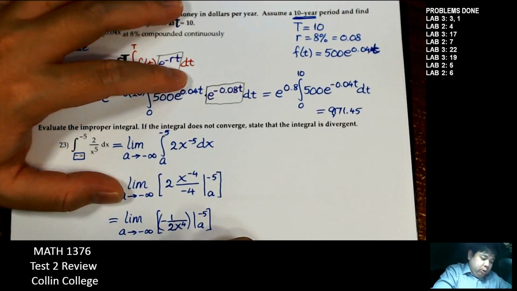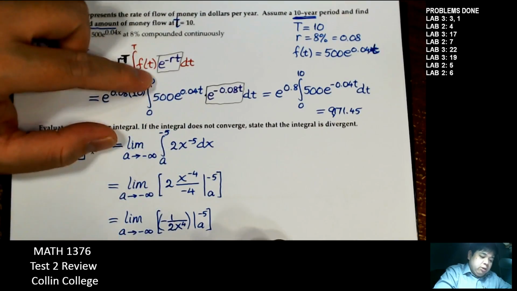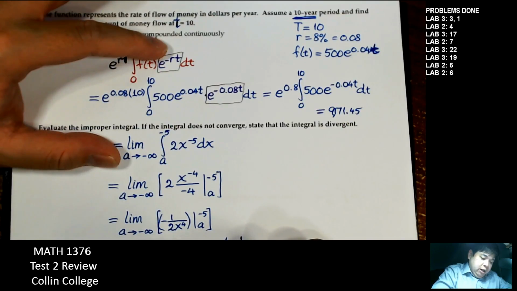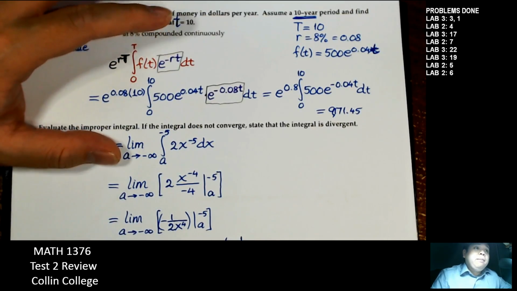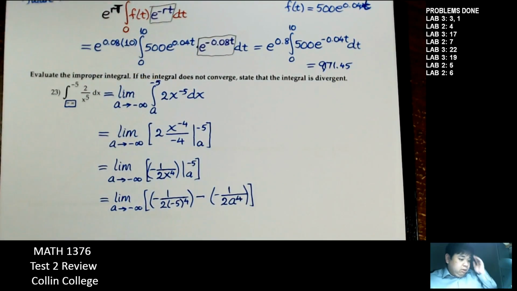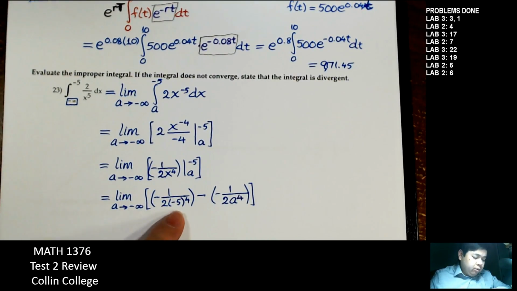We put negative 5 in it, we will have negative 1/2, negative 5 for x to the 4th power, and minus negative 1, 2, a to the 4th power, sorry. Now, I do this first, 5 to the 4th power, 625 times 2, just need to calculate.